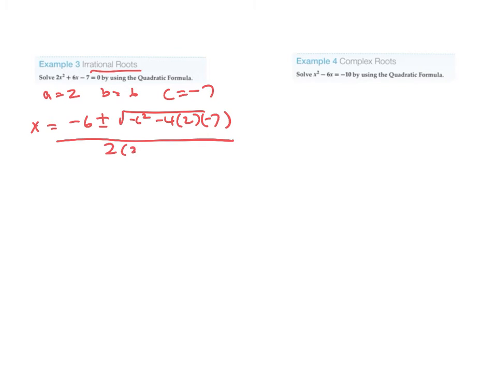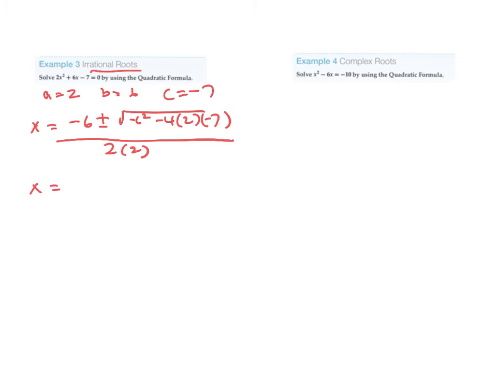Okay, sometimes we have solutions where we'll have irrational roots. So let's go through what that looks like. Once again, let's identify our a, which is 2, our b, which is 6, and our c, which is negative 7. So now I can go x equals negative b, so negative 6 plus or minus the square root of negative 6 squared minus 4 times 2 times negative 7, all over 2 times 2.